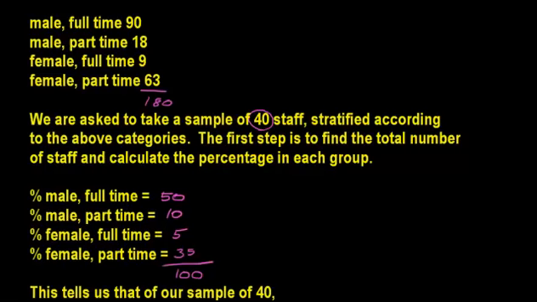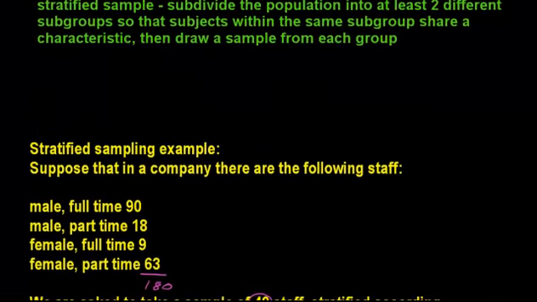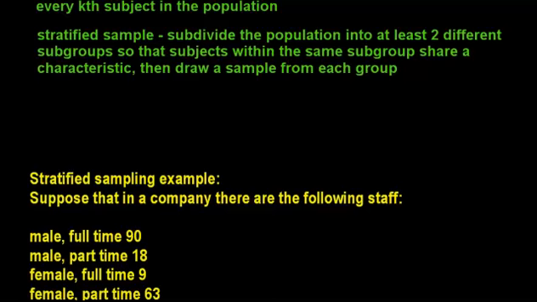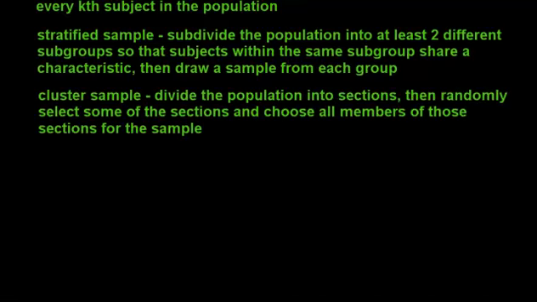Let's look at our next type. Cluster. We divide the population into sections and then randomly select some of the sections and choose all members of those sections for the sample.